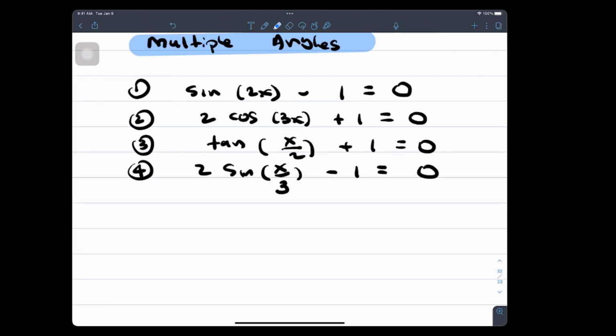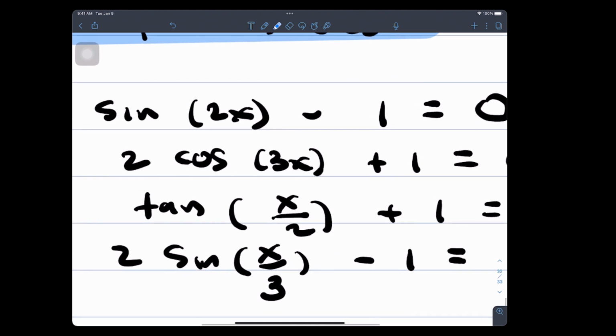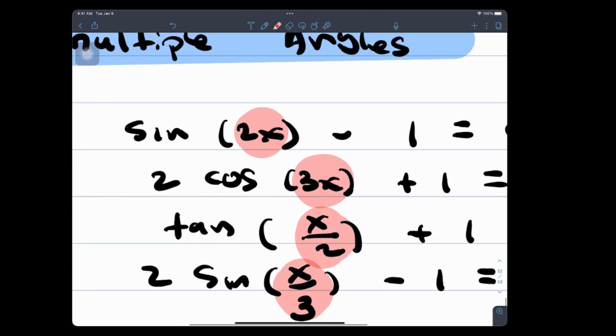So if you notice here, for every one of these examples, the reason they say it's multiple angles is because this is no longer x. This is no longer x. It's actually 2x and 3x. This is x over 2, and this is x over 3. Okay? You guys okay with that? And this is what they call the multiple angle solutions here.